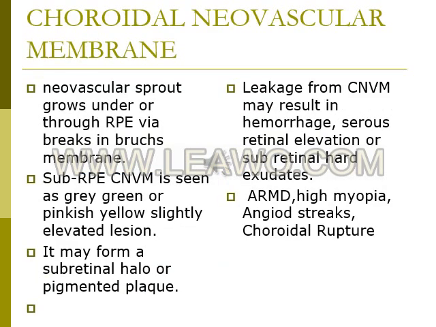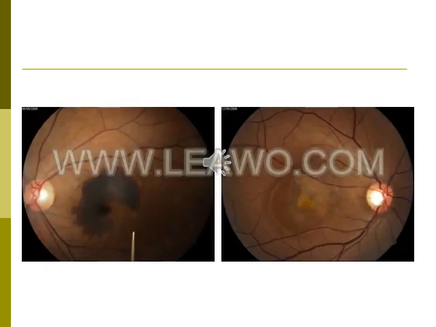Choroidal neovascular membrane is a neovascular sprout which grows under or through the RPE via a break in the Bruch's membrane. Sub-RPE CNVM is seen as a grey-green or pinkish-yellow, slightly elevated lesion. It may form a subretinal halo or pigmented plaque. Leakage from the membrane may result in hemorrhage, serous retinal elevation, or subretinal hard exudates. Most common causes are age-related macular degeneration, high myopia, angioid streaks, choroidal rupture, and polypoidal choroidal vasculopathy. These are a few examples of a choroidal neovascular membrane.